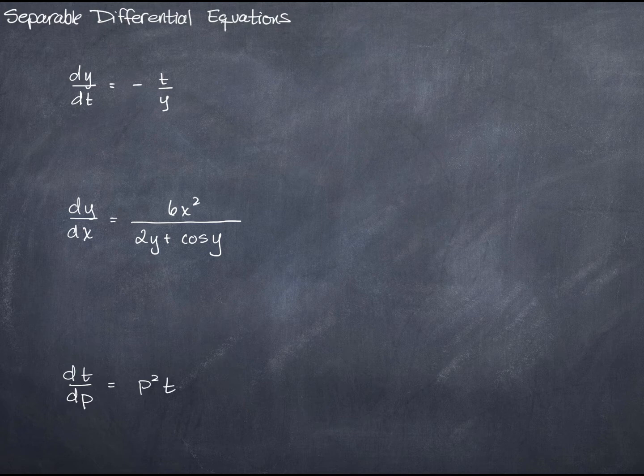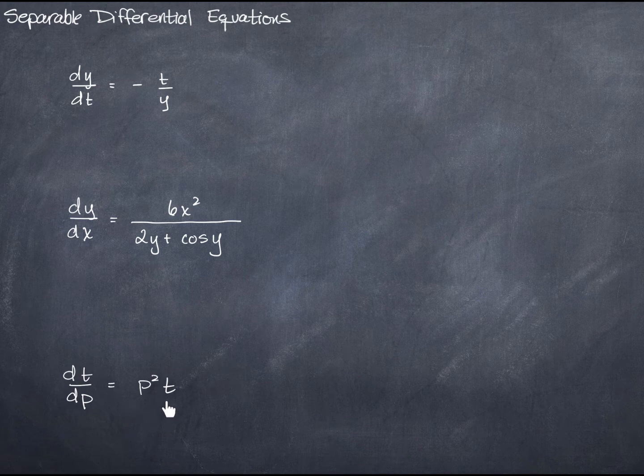All right, hopefully you can see a pattern here. This is dy/dt and this is t over y, t things over y things. dy/dx is x things over y things. dt/dp is t things but not over p things. But we'll be able to rewrite this.